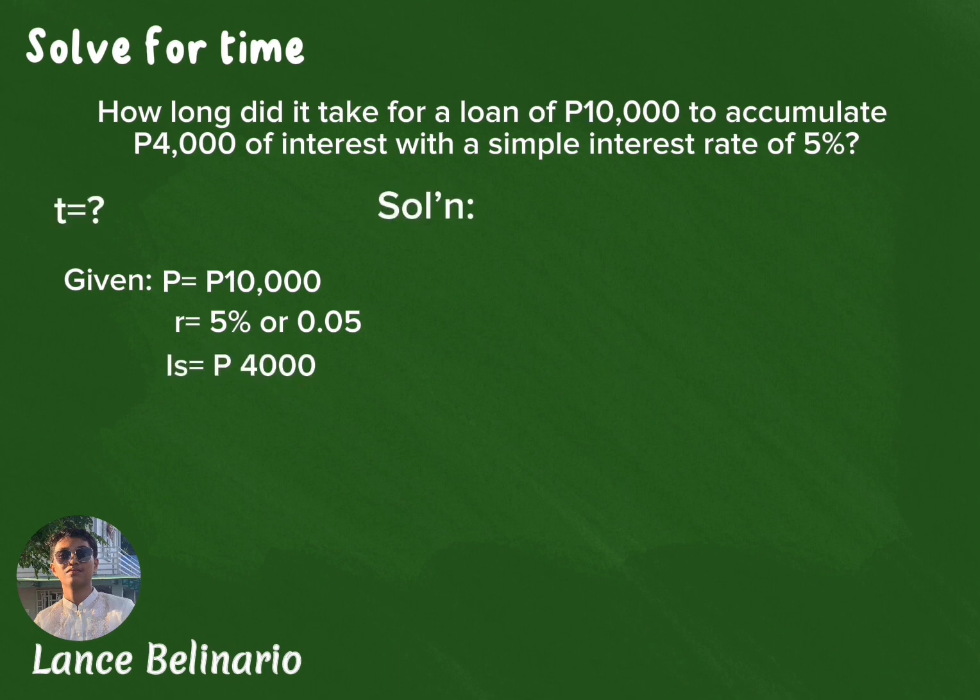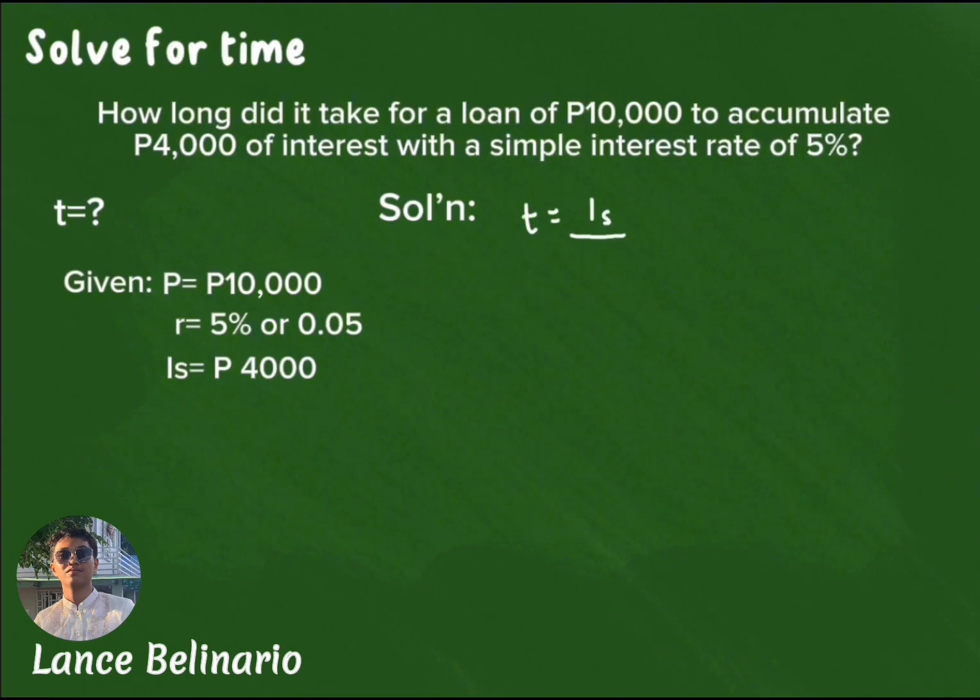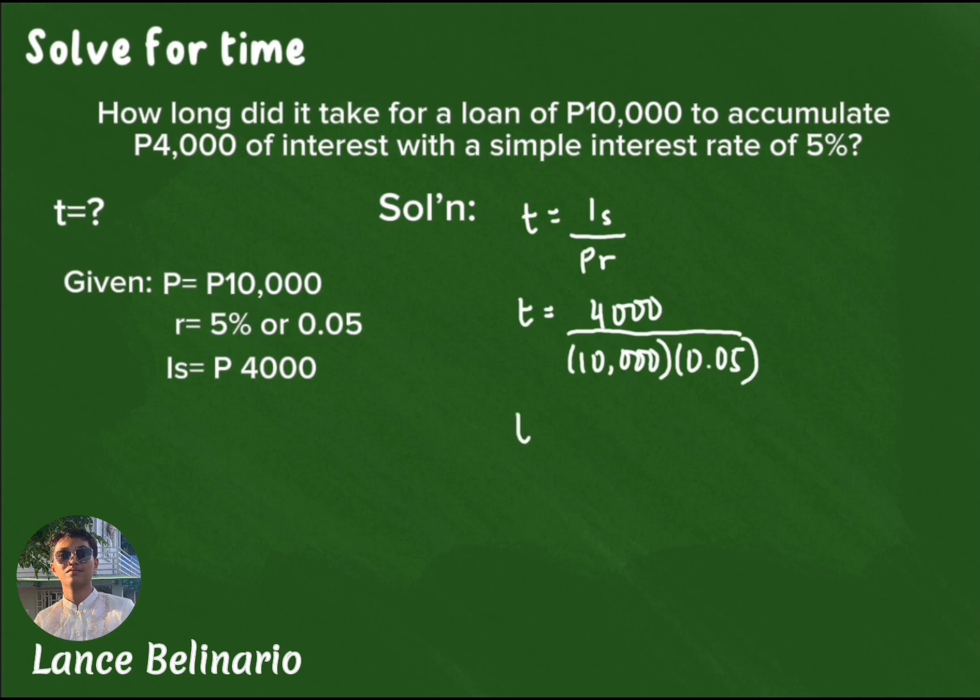We have a formula: time is equal to simple interest over P times R. So substitute the given: the simple interest is 4,000 over the principal of 10,000 multiplied by 0.05, which is the R. Next, we need to multiply the principal and the rate. So 10,000 times 0.05 and the answer is 500. Then copy the simple interest and divide it. So 4,000 divided by 500 and we got the answer of 8. So it will take 8 years for the loan.